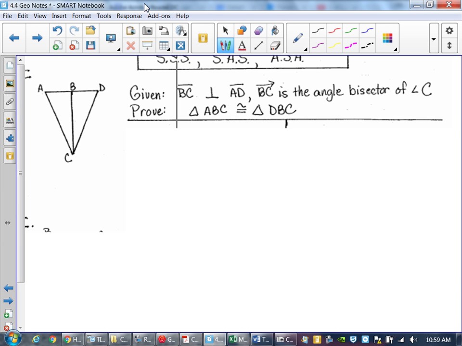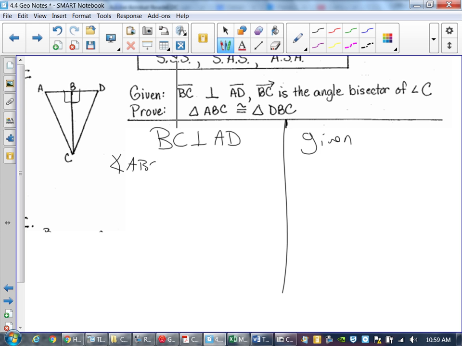Again, you start with what you're given. When you have perpendicular, go right to your part on your sheet. It tells you right angles that are formed. Write it down. Angle ABC and angle DBC are right angles. Why are they right angles? Because of the definition of perpendicular.